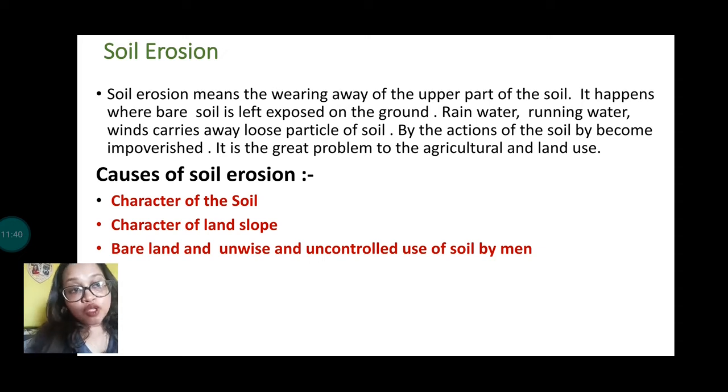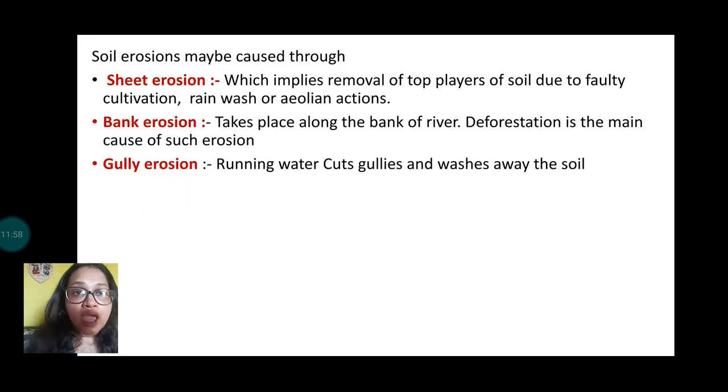Uncontrolled use of the soil by man: day by day human beings are doing so many things on the soil. They do agriculture, then throughout one season they leave that land bare, and at that time soil erosion happens. Soil erosion is also caused by a few other things like sheet erosion, bank erosion, and gully erosion. What is sheet erosion? Sheet erosion means the removal of the top layer of the soil due to faulty cultivation, rainwash, and blowing action. Blowing action means wind action.